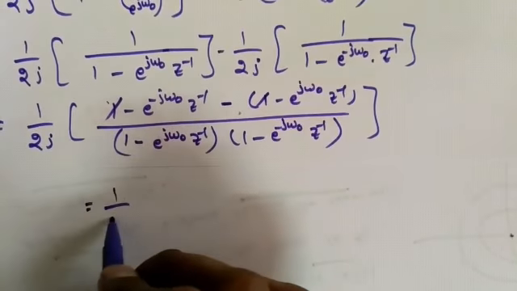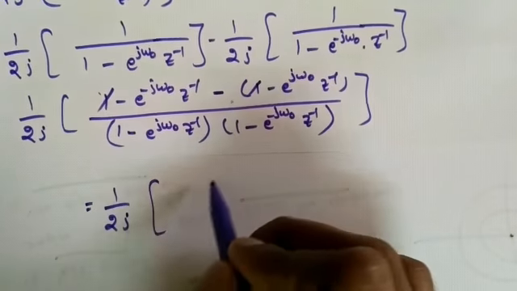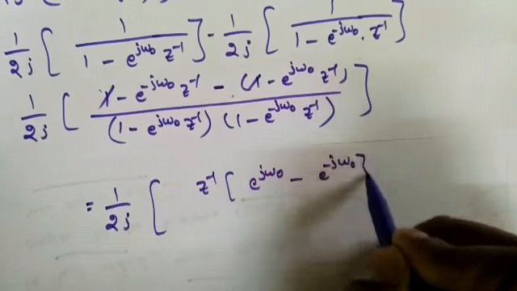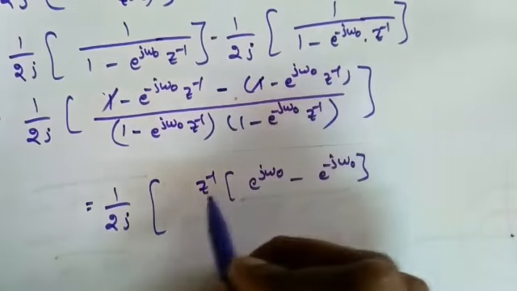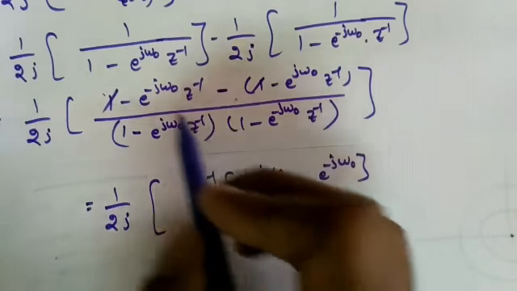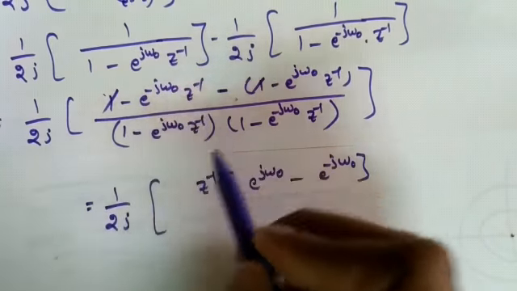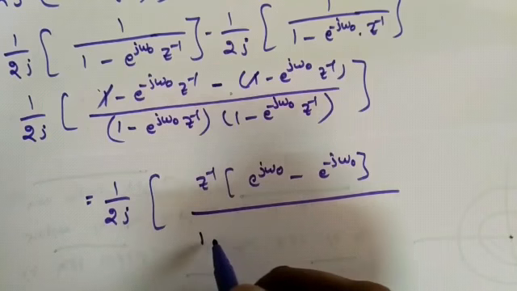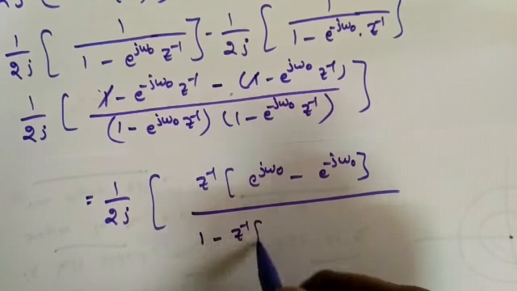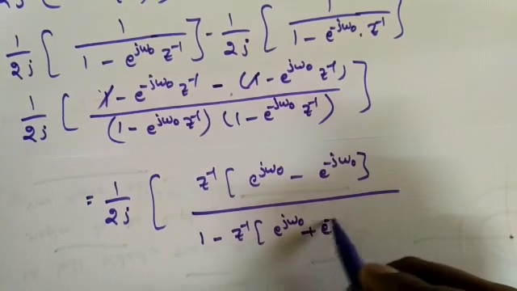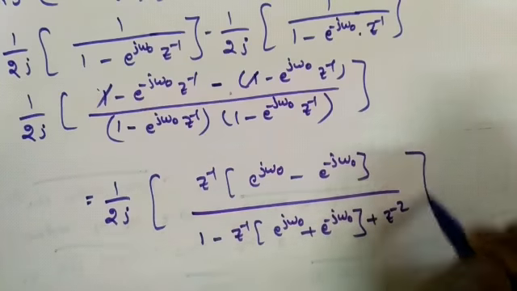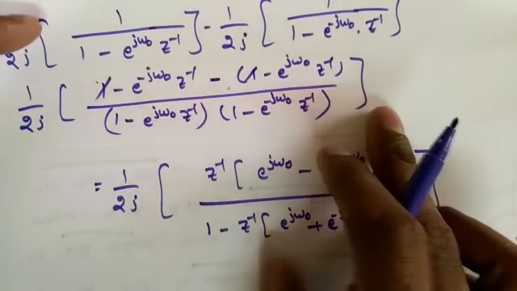So e power j omega naught, minus of minus will be plus. So here the equation will become 1 by 2j. If I take z inverse common, it will become e power j omega naught minus e power minus j omega naught, minus minus plus, z inverse. So z inverse is taken common, e power j omega naught, here minus e power minus j omega naught, z inverse is out, then again same multiplication we will get 1 minus z inverse. If I take common, it will become e power j omega naught plus e power minus j omega naught, minus into minus plus, so plus z inverse squared. So the denominator is as it is, no change from the previous case.